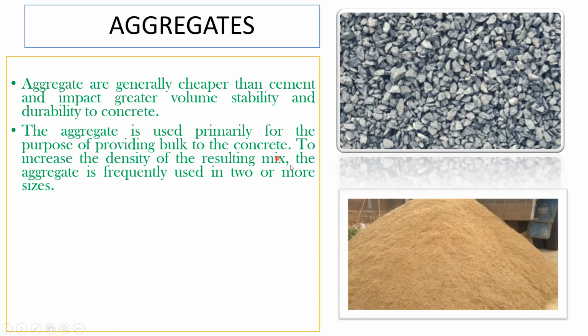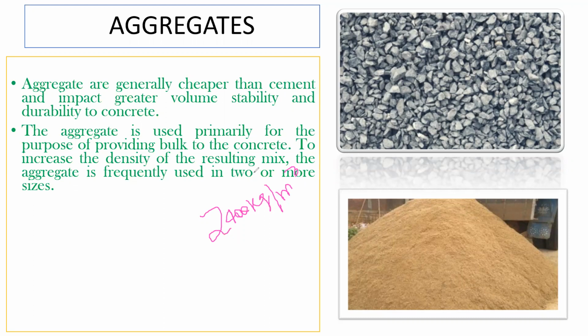To increase the density of the resulting mix, the aggregate is frequently used in two or more sizes. That means also to increase the density of the concrete, we make use of coarse aggregate and fine aggregate. If you see the density of a concrete, the density of concrete is 2400 kg per cubic meter. That much density the concrete has, right?